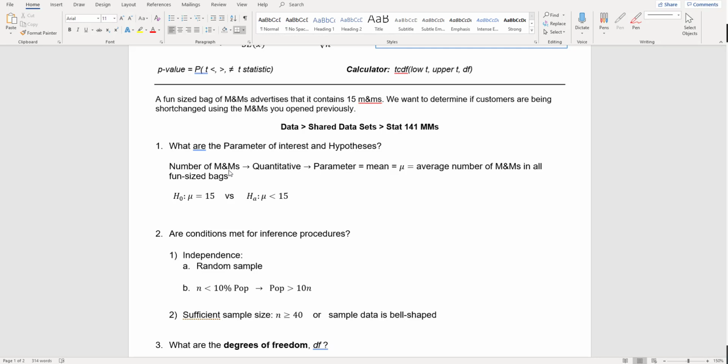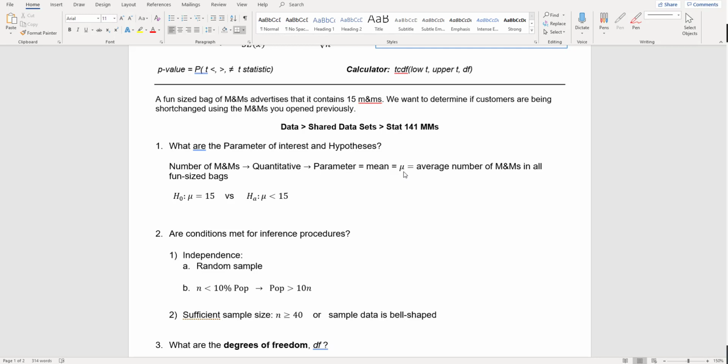Our variable that we're collecting from each bag is the number of M&Ms in it, which is a quantitative variable, which means then that our parameter is going to be a mean. Quantitative variables summarized by averages. Our population mean is denoted by the letter mu, and we don't know what the population mean is exactly, at least what the number is, but we can write it out in words. Mu is going to be the average number of M&Ms in all fun-sized bags. That's what we want to try to learn about.